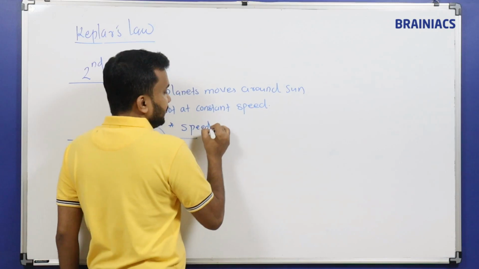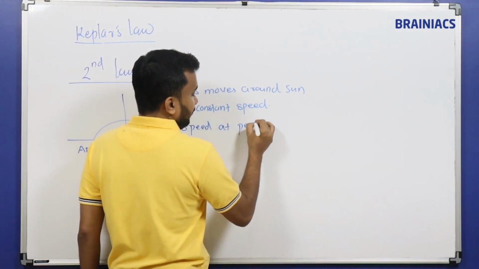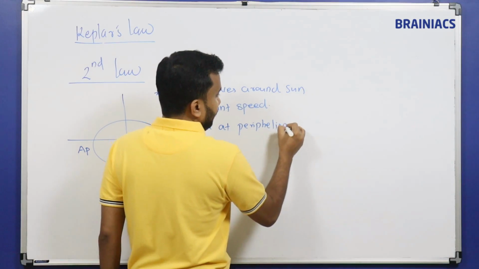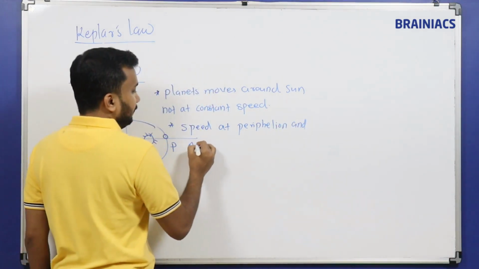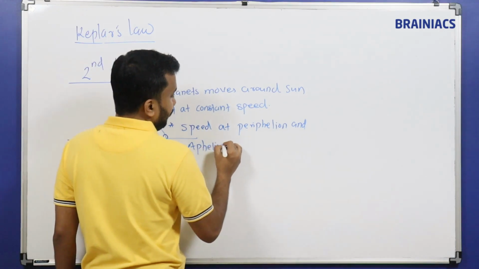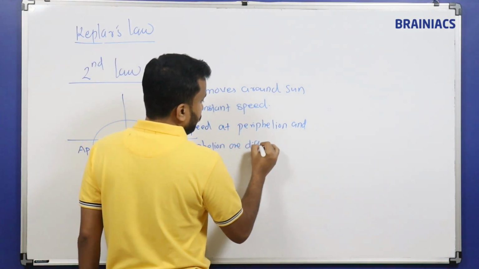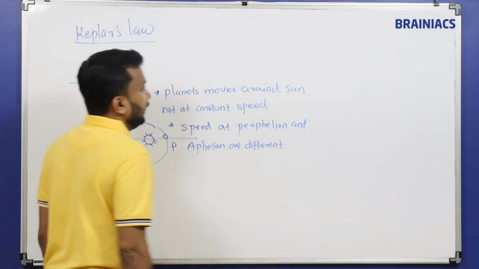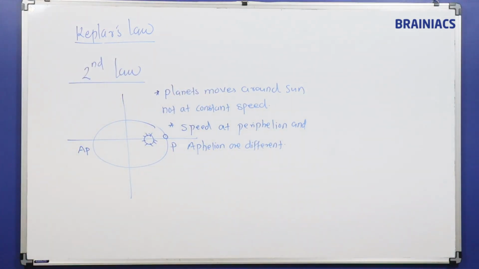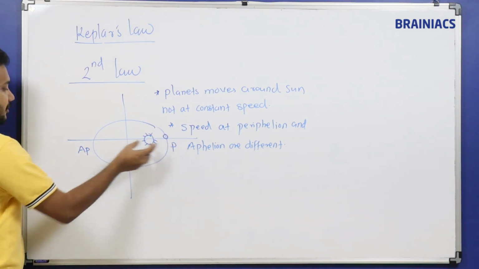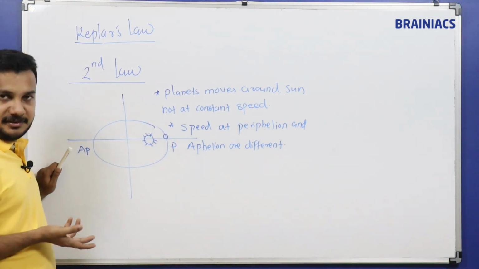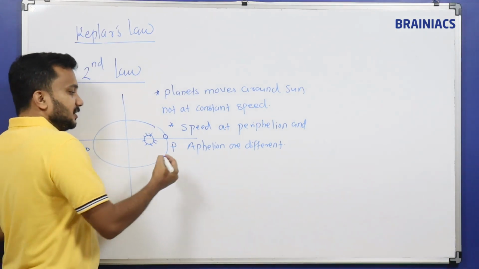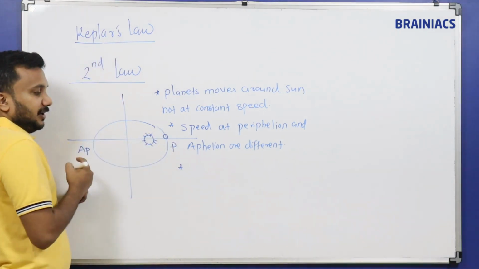So which means I can say speed at perihelion and aphelion are different. In short, the second law tries to say that the planets which are rotating around the sun do so with a different speed. The speeds at perihelion and at aphelion are different; it's not constant. So now, where will the speed be high, comparing perihelion and aphelion?